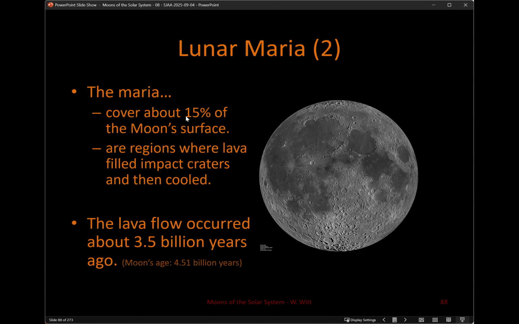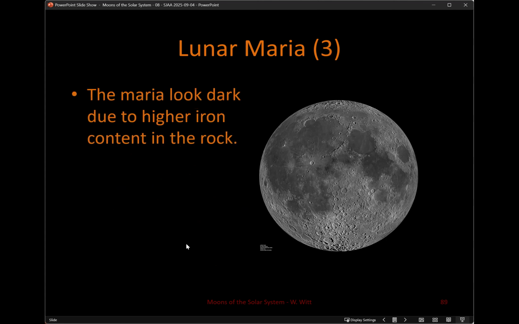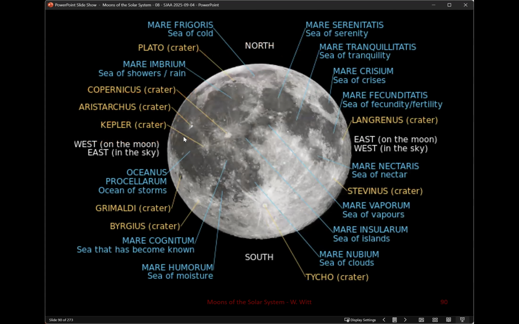So the Maria cover about 15% of the moon's surface, and they are regions where lava filled impact craters, and then the lava was kind of sloshy at some point, and then cooled into a relatively smooth surface. And we can assess that this happened around 3.5 billion years ago, compared to the moon's overall age of about 4.5 billion years. And the Maria look a little darker due to slightly higher iron content in the rock there. And here's a map of the moon. We've labeled all this stuff.